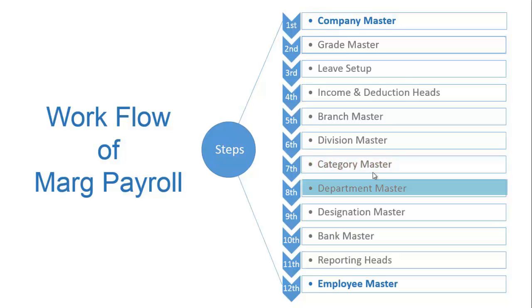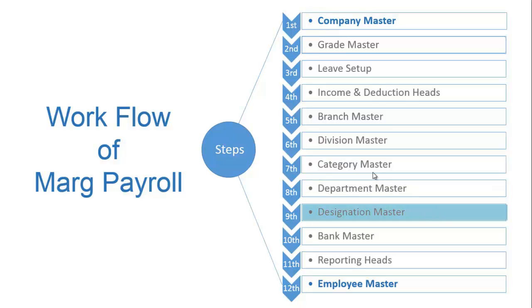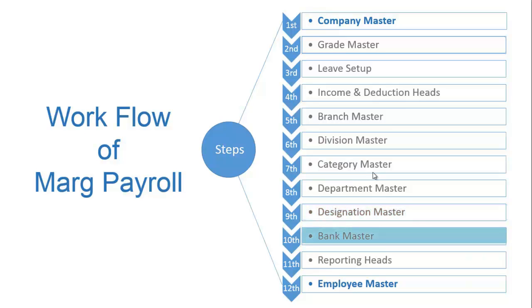Department master. As we know, each and every organization has various departments like IT, marketing, HR, accounts, etc. So we can maintain all of these departments in Marg Payroll software. Designation master. Various designations of employees like executive, developer, senior developer, director, president, vice president, etc. All these designations can be maintained in this software. Bank master. In this, you will make the bank master, meaning we can maintain the bank details from which we provide salaries to employees.